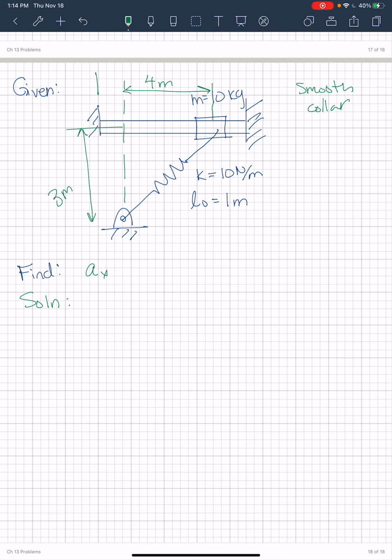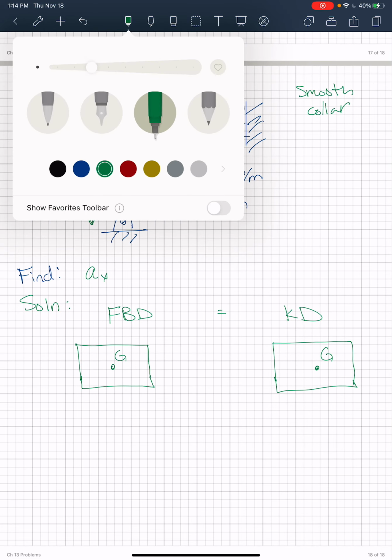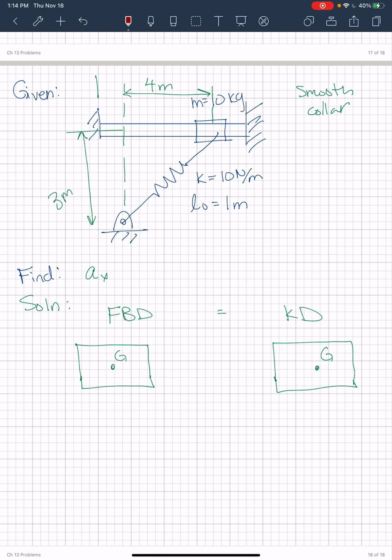So for this one, we're just going to do the same, where we start with the free body diagram equal to the kinetic diagram to draw this out. So we have our collar on both sides, just drawing the shape of it. And then we have G, and then we just need to draw the forces on the left side. So on the left side, we have the force of the spring. We're going to have a normal force. And then we're also going to have the weight.